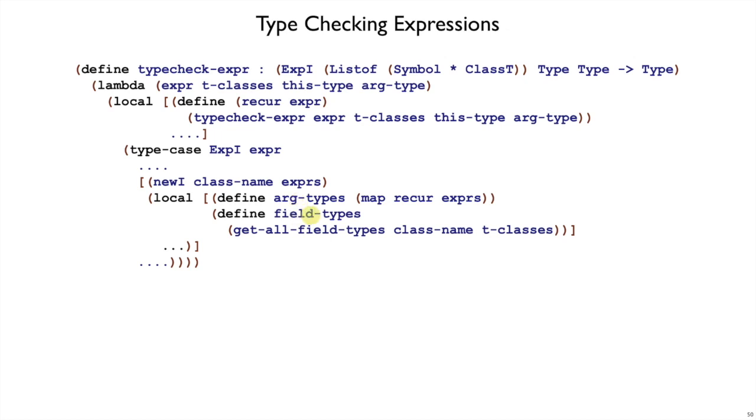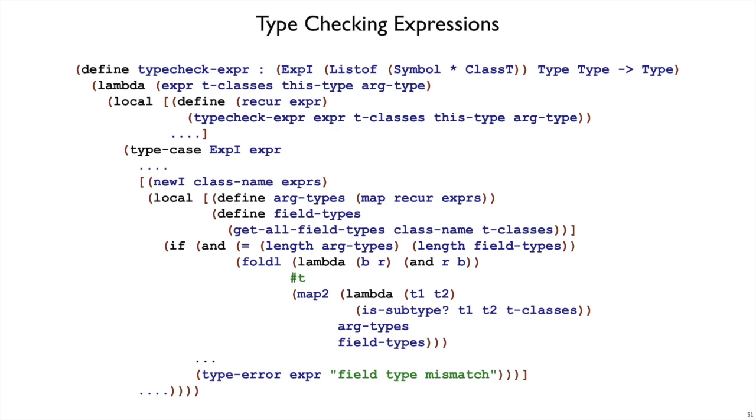We're going to need to compare that to all the field types of the class. And we can't just extract that directly from the class because a class might extend another, which has its own fields and so on. So we'll have getAllFieldTypes, which will be a helper function that'll get all of those field types for us. So what we expect to get back is a list of types for all the fields of a class. And then all we have to do is make sure that the length of our actual argument types, which matches the length of the number of expressions, matches the length of the expected field types.